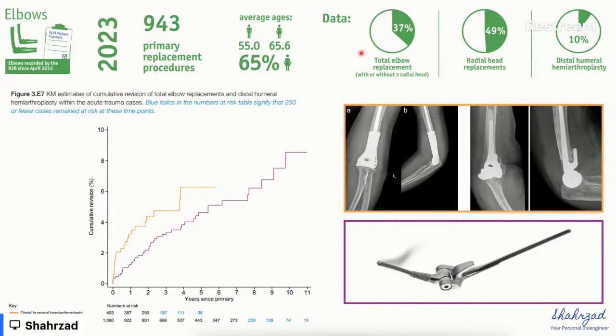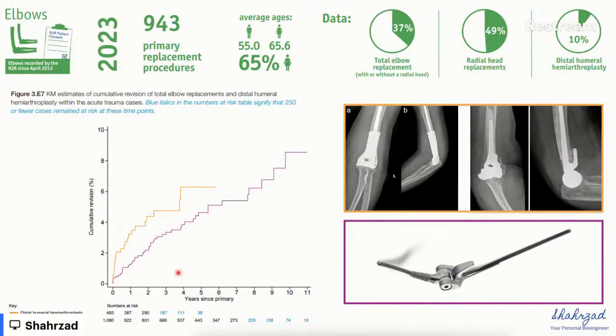And these are the top 3 reasons for total elbow replacement or radial head replacement, so any type of elbow arthroplasty. 37% of the patients had a total elbow replacement with or without radial head. 49%, almost half, had only radial head replacements, and 10% distal humeral hemiarthroplasty, something like that.